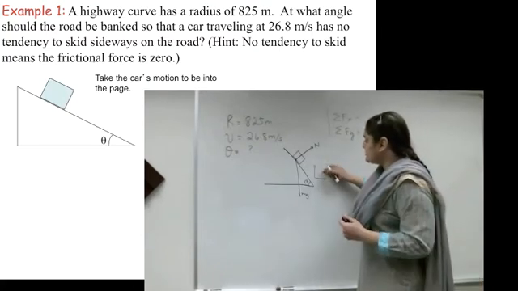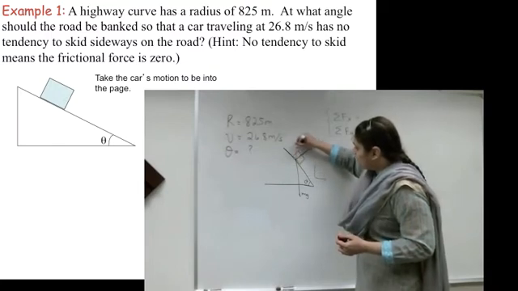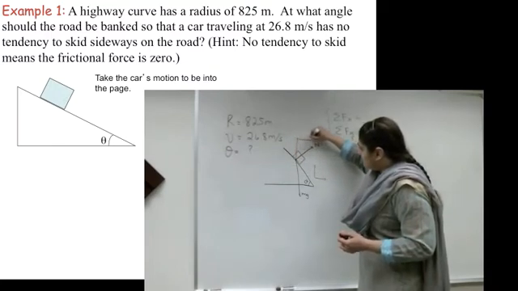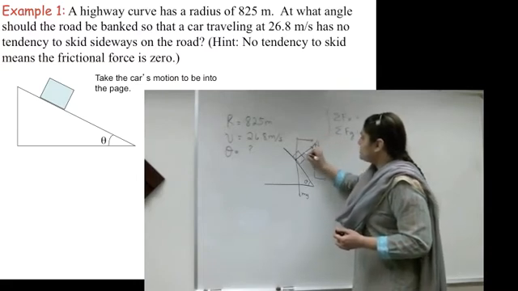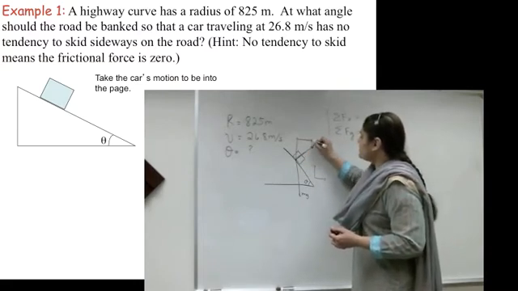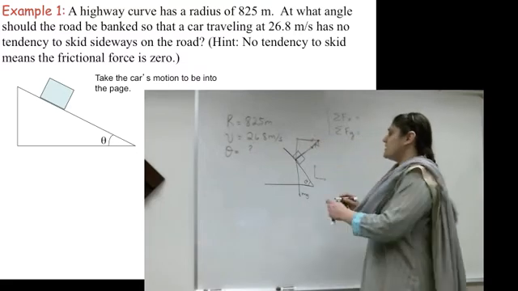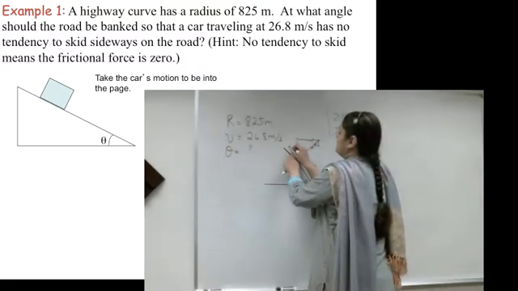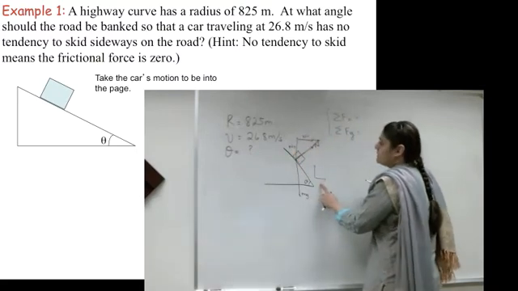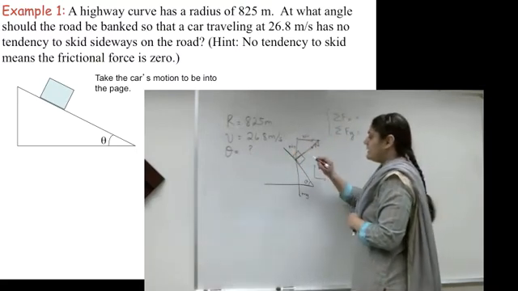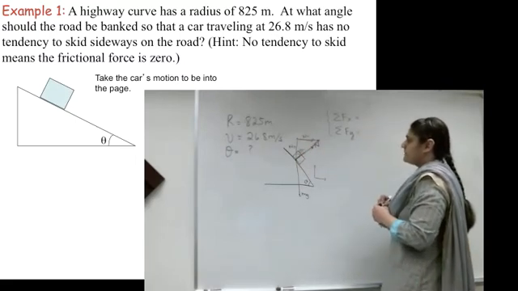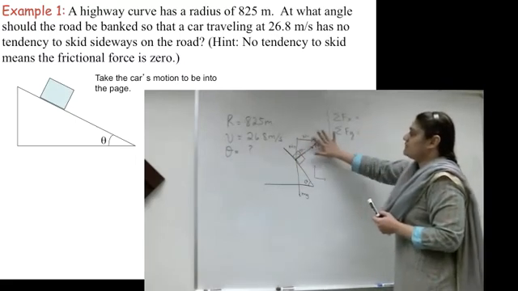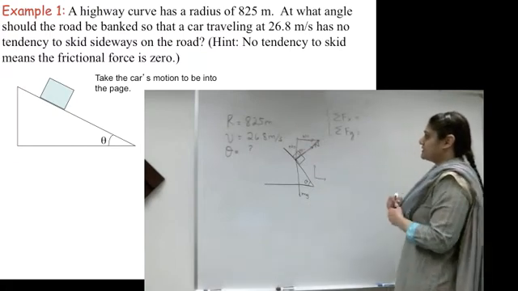So I need to be able to resolve my normal force in terms of x and y. So my normal force can be resolved in terms of my coordinates. This will give me my ny, and this will give me my nx according to my choice. Okay? And this gives me the angle theta. Okay, now all the components are there, all my forces are here.